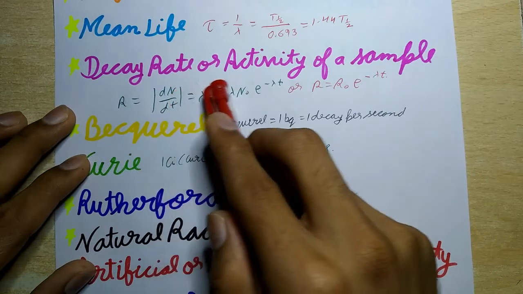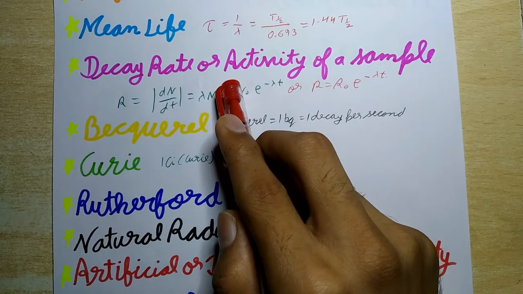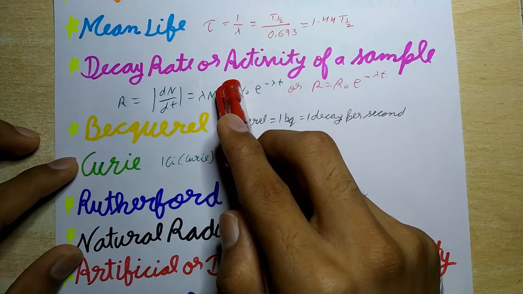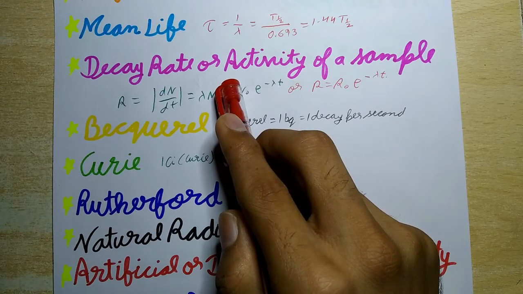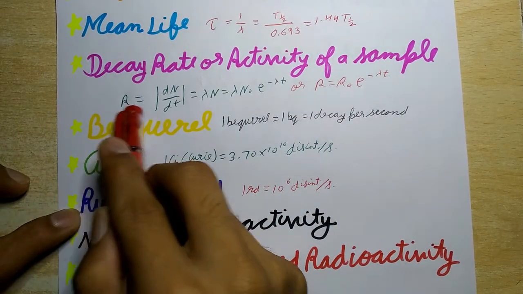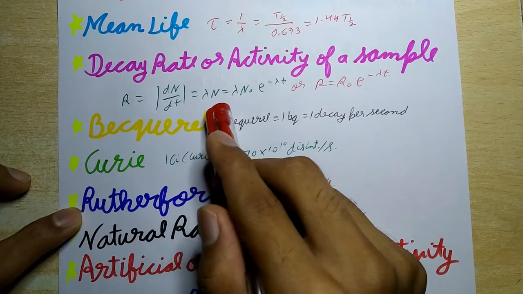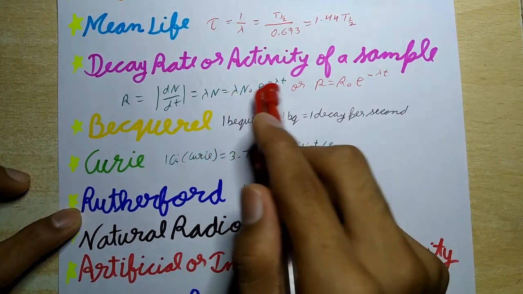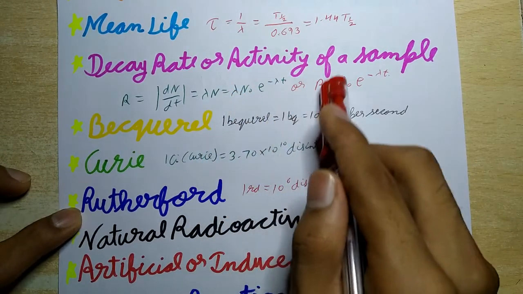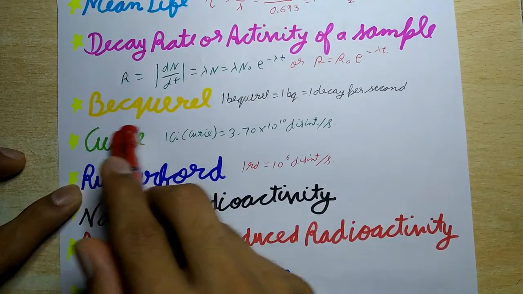Now next is decay rate or activity of a sample. It is the number of radioactive disintegrations taking place per second in a given sample. So R is equal to modulus dN upon dt, which is equal to lambda times N, which is equal to lambda N naught e to the power minus lambda t, or R is equal to R naught e to the power minus lambda t.